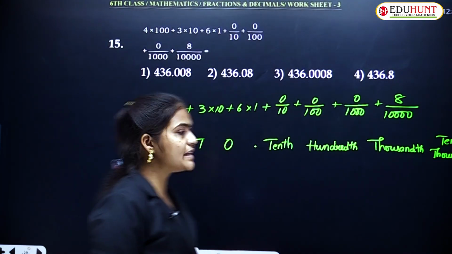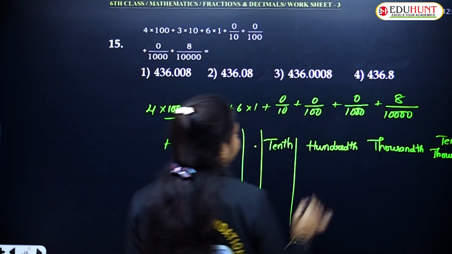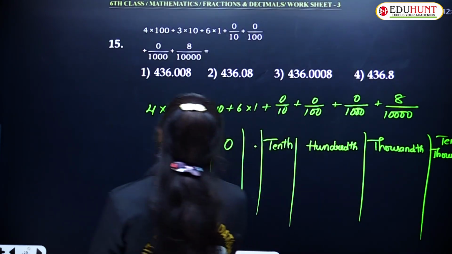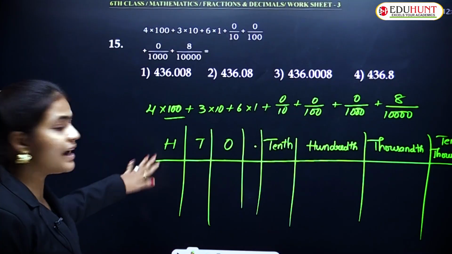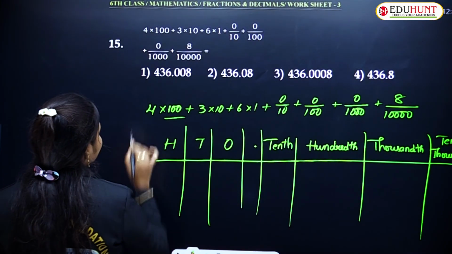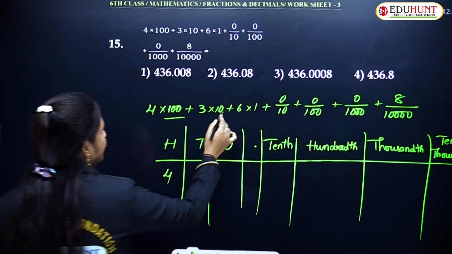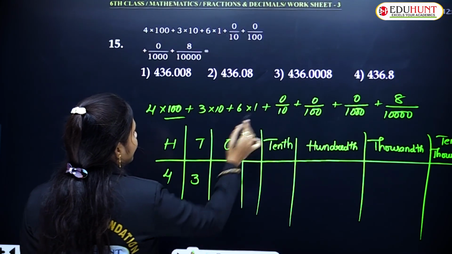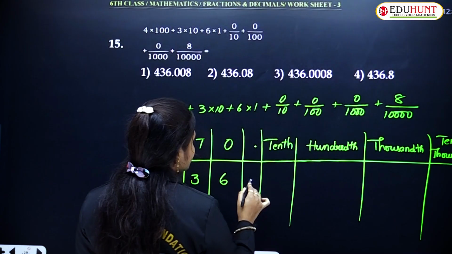Okay, these are the place values. Just write the number that is given under those place values. Hundreds place, which digit is there? 4 is there. Next, tens place, 3 is there. Next, ones place we have 6. After that, keep the decimal point.